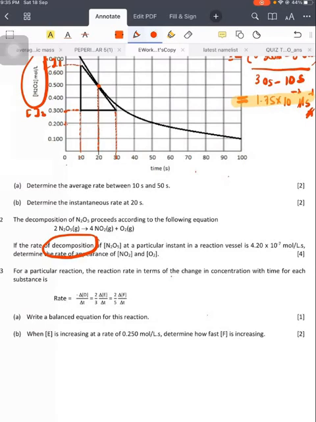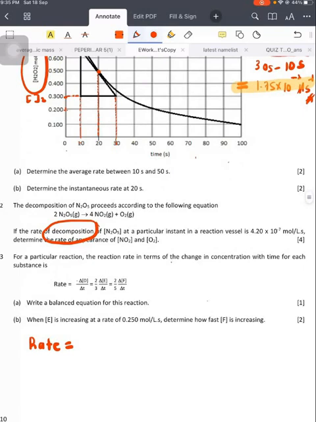In the first place, you need to double check whether the equation is already balanced or not, and by right, if you check by inspection, insyaAllah it is already balanced. So when we write the rate expression, how will it be, everyone? Rate is equals to, anyone? Negative 1/2 delta N2O5 over delta T. Equals to?